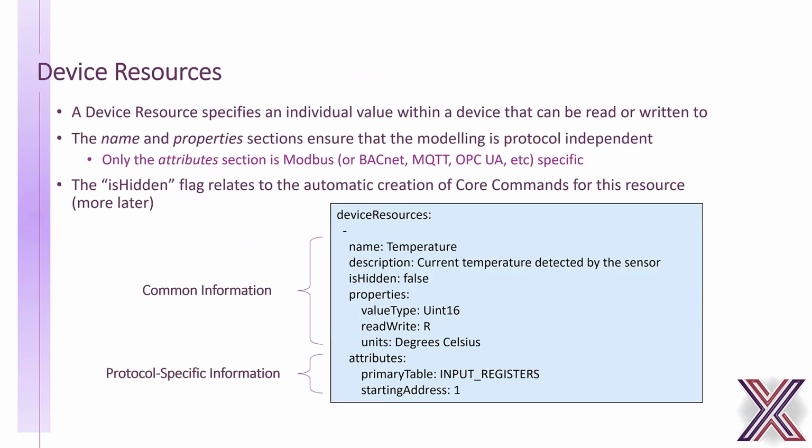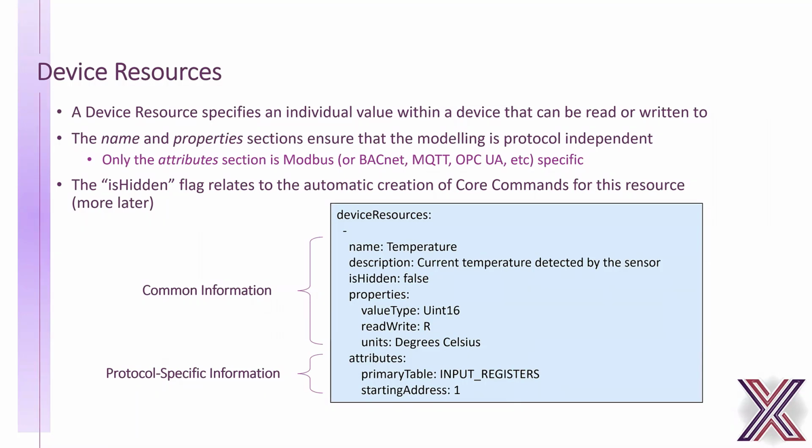The next part is the device resources. And I said, this is really the crux of what we have to do here. So these are the individual values or data points in our device. So the name and the property section, this is where we ensure that the modeling is protocol independent. So if you look at that screen there, the temperature field from our sensor, in the properties, we have a value type of uint16, so it's an unsigned integer. It's a read-only device. We have read-write value of R, and the units is degrees Celsius. So that is all protocol independent.